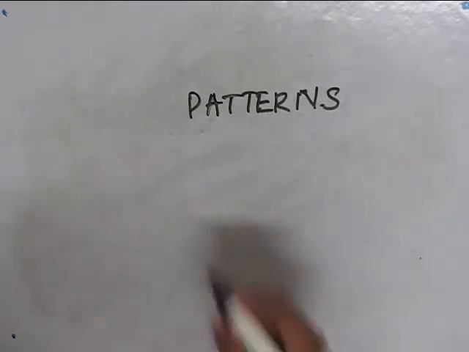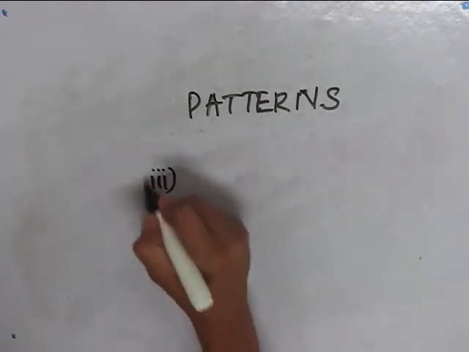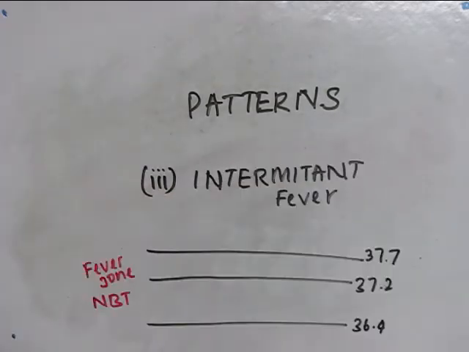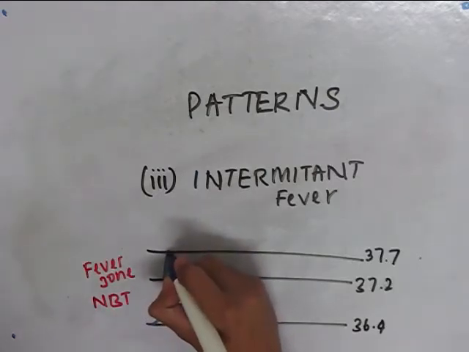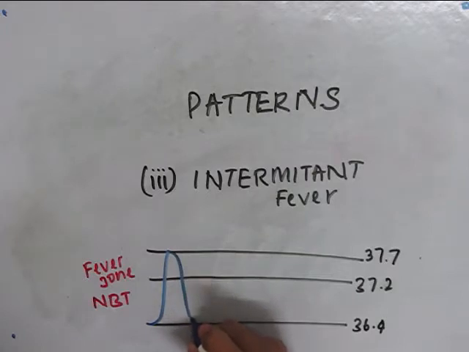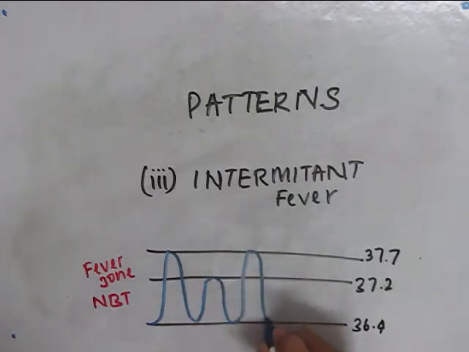The third type of fever we are going to learn is intermittent fever. In intermittent fever, the temperature rises above the normal body temperature, but it also reaches the baseline again. So this is the graph of intermittent fever. It is usually seen in septicemia.